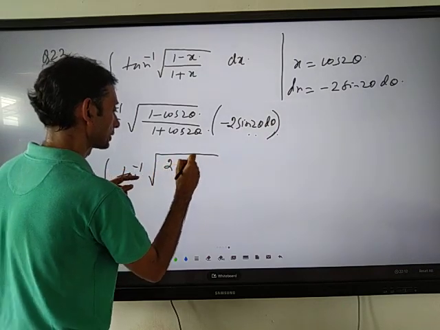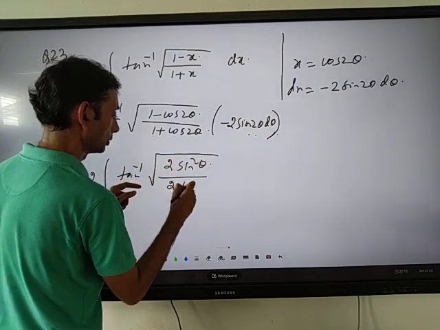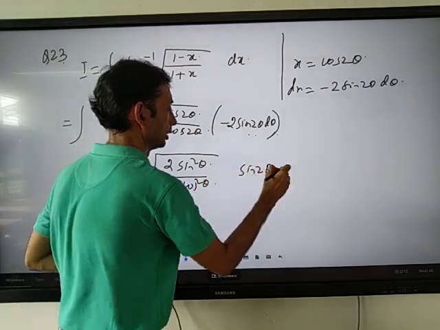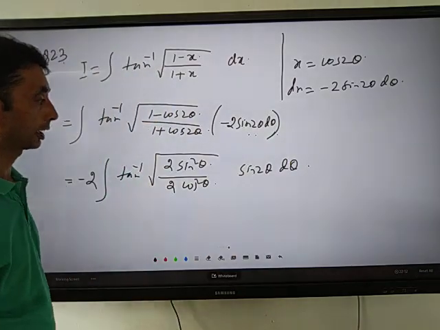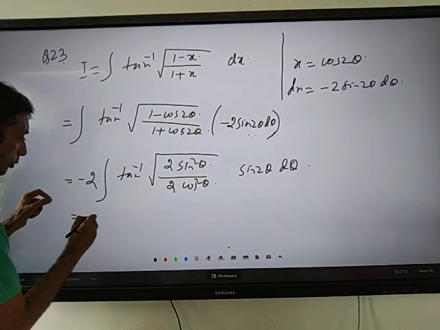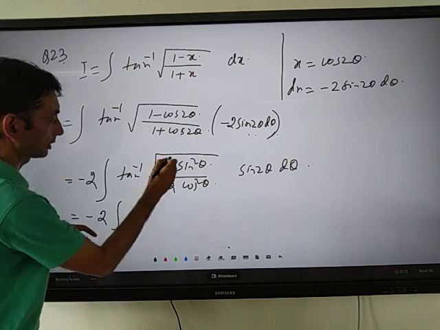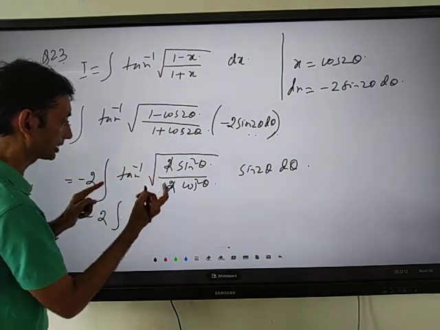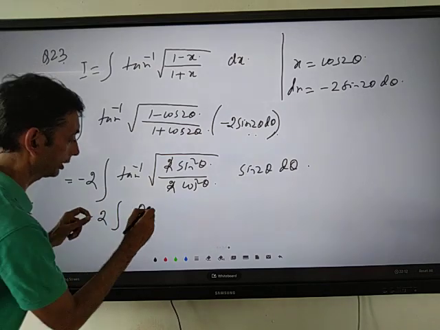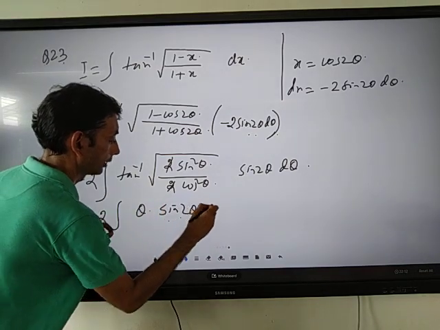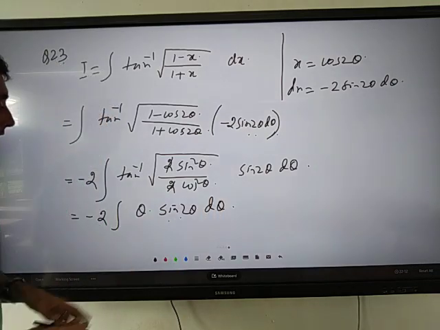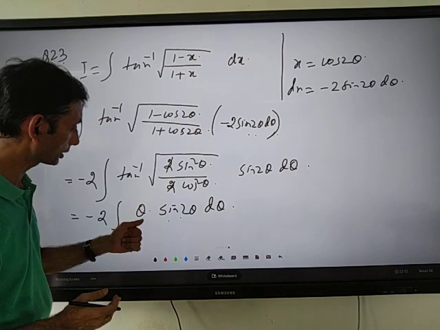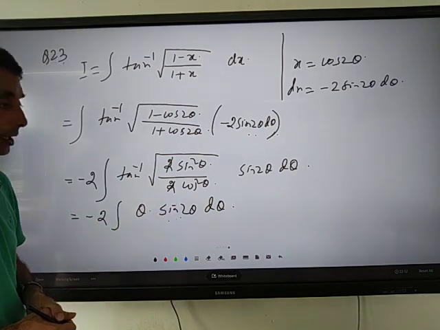2 sin square theta and 2 cos square theta, done. This is sin 2 theta d theta. Now minus 2, and sin square theta by cos square theta is tan theta. So tan inverse tan theta is theta, and sin 2 theta d theta. So it's coming to a very simple form, that is minus 2 theta sin 2 theta d theta.